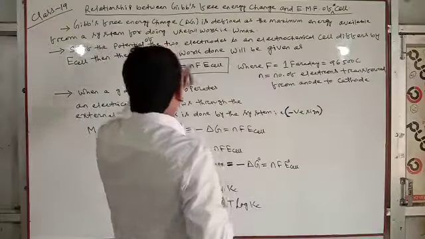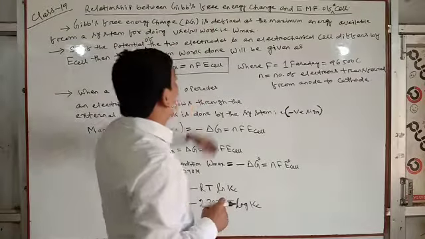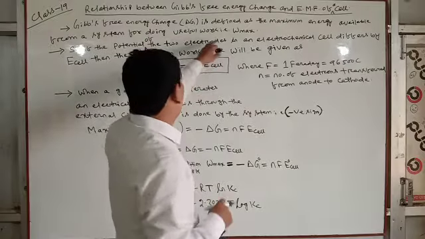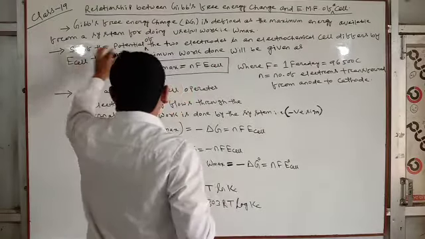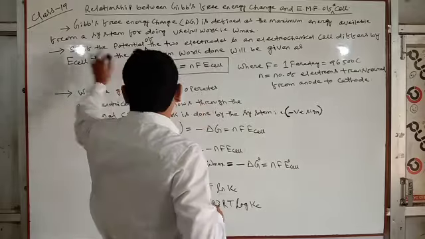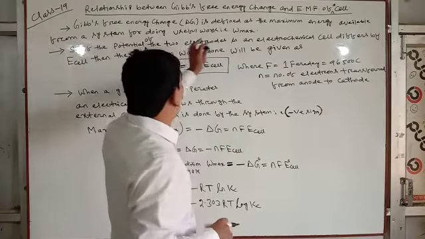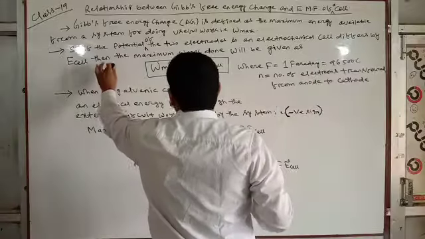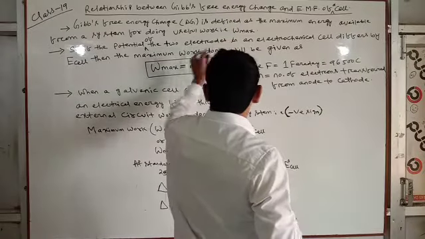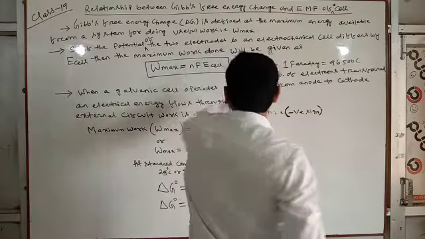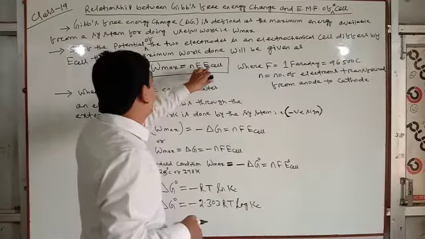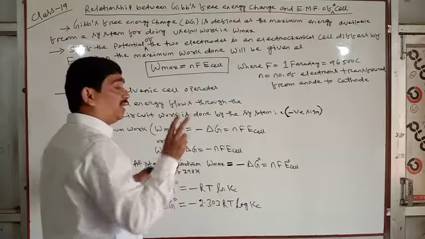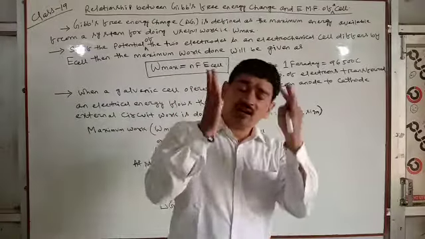So free energy change del G is defined as the maximum energy available from a system for doing useful work, W max. Next, if the potential of the two electrodes in an electrochemical cell differs by E cell, then the maximum work done will be given as W max equal to nF E cell.